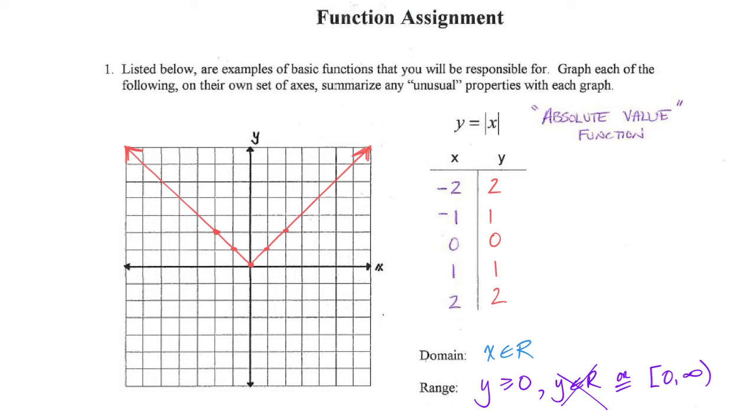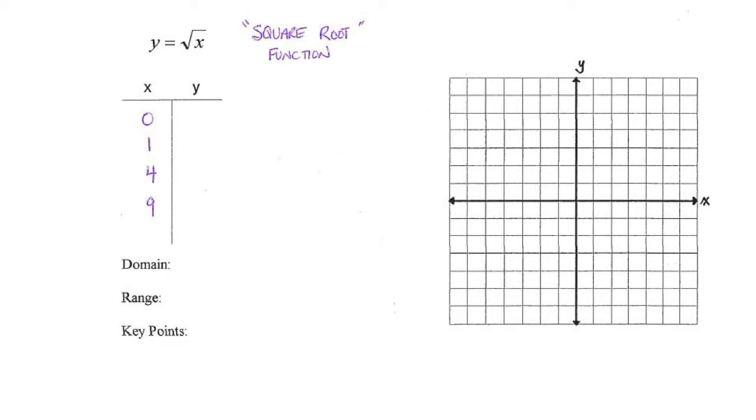Okay, hopefully that first base function went okay. Let's jump into the bottom of the page. Okay, so what we see now is our square root function, and everybody should be familiar with what a square root operation looks like. We should be able to come up with our table of values pretty quickly. So we should be able to sub in a 0 pretty quickly.